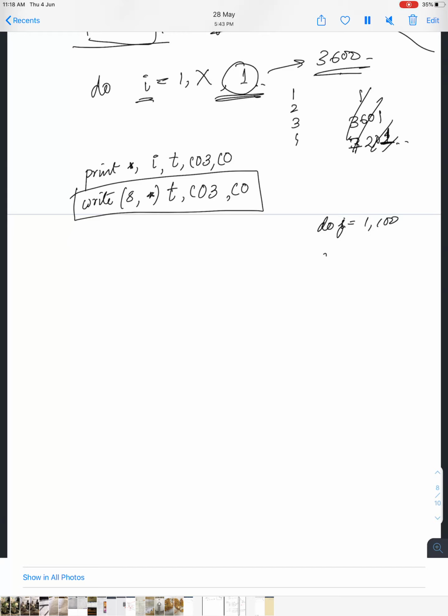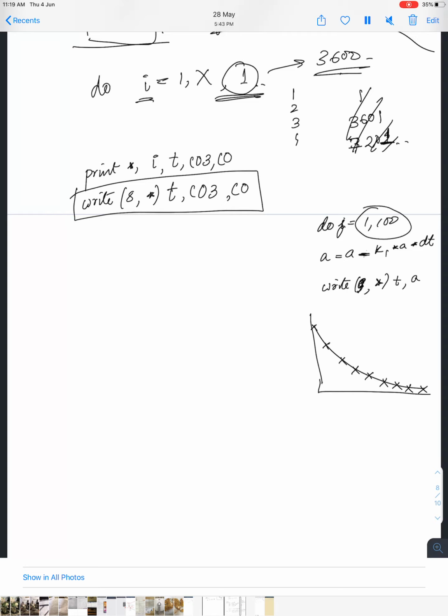For example, let's say some loop where j goes from 1 to 100. In this particular case, some simple first order kinetics, a equals a minus k1 a dt, and generally we write in any file, let's say which is labeled as 9, we write j, t and a. So we have 100 points of time and 100 points of concentration, and then we plot this. But in order to get a beautiful plot like this, it's not necessary that I plot all of these. If I take about 10 points, still I will be able to get a beautiful plot.